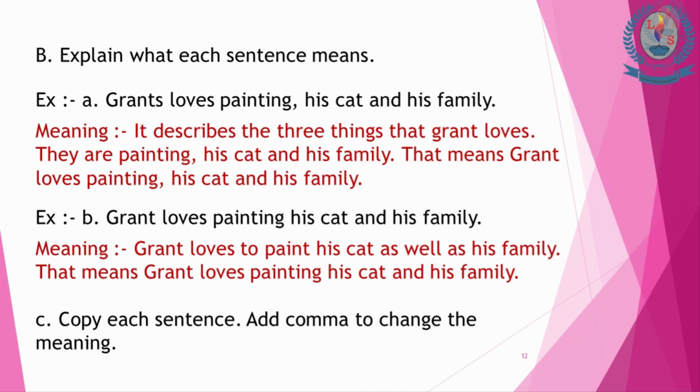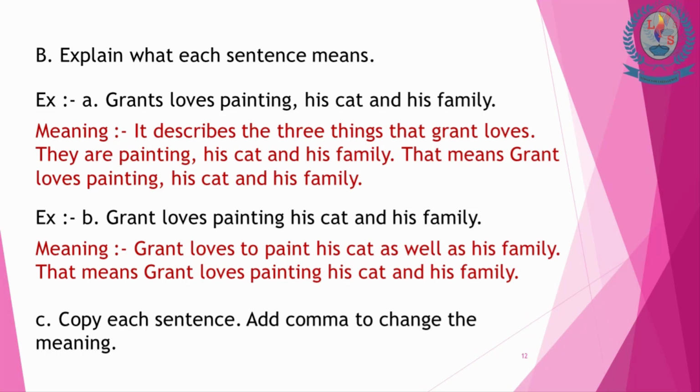Part B. Explain what each sentence means. Here you are given 2 sentences. First we will read them. A. Grant loves painting, his cat and his family. Sentence B. Grant loves painting his cat and his family. Look at sentence A. Grant loves painting, his cat and his family. What does this sentence mean? It describes the 3 things that Grant loves. They are painting, his cat and his family. That means Grant loves painting, his cat and his family.